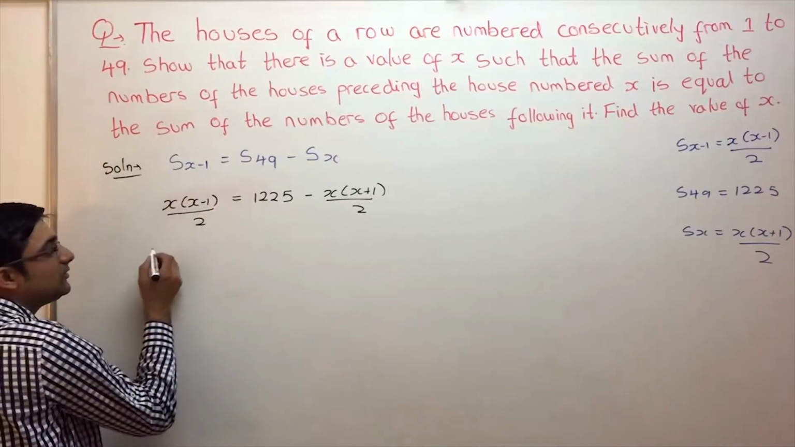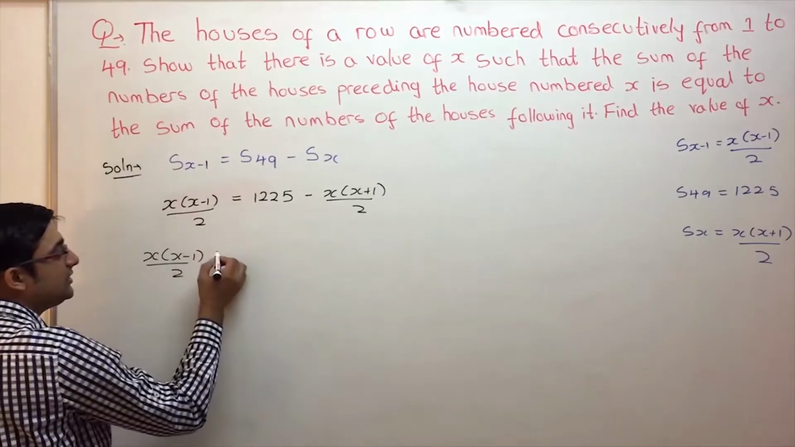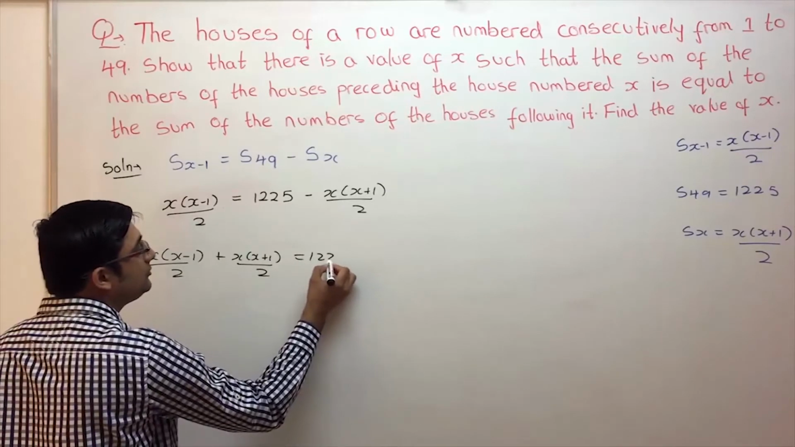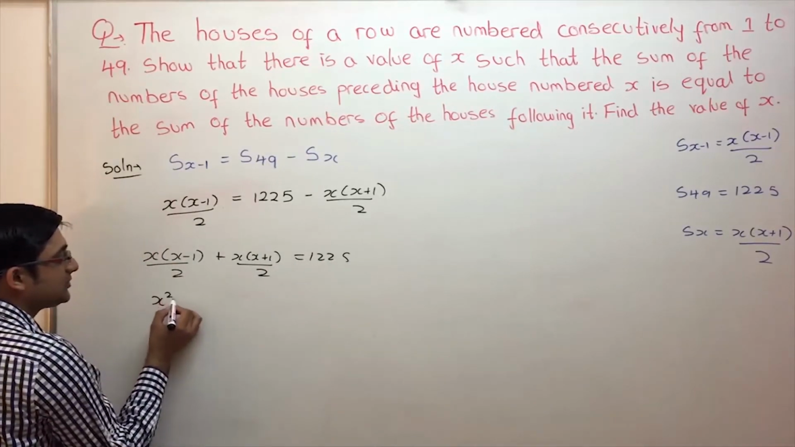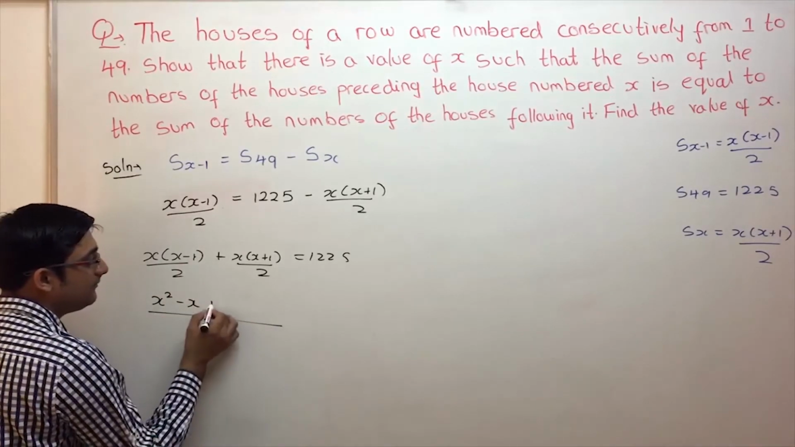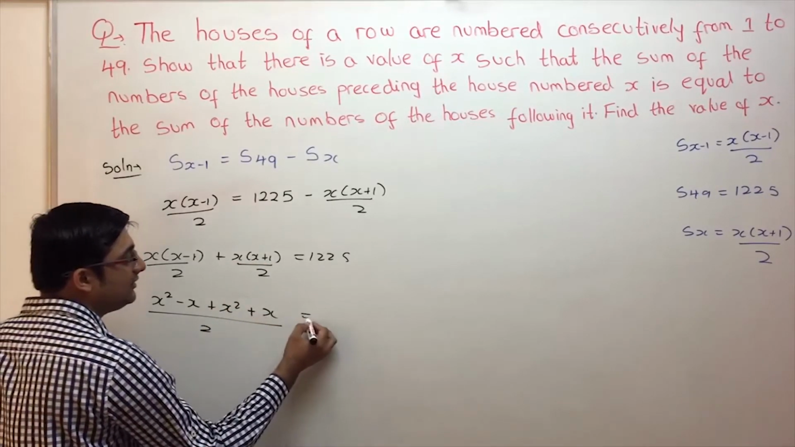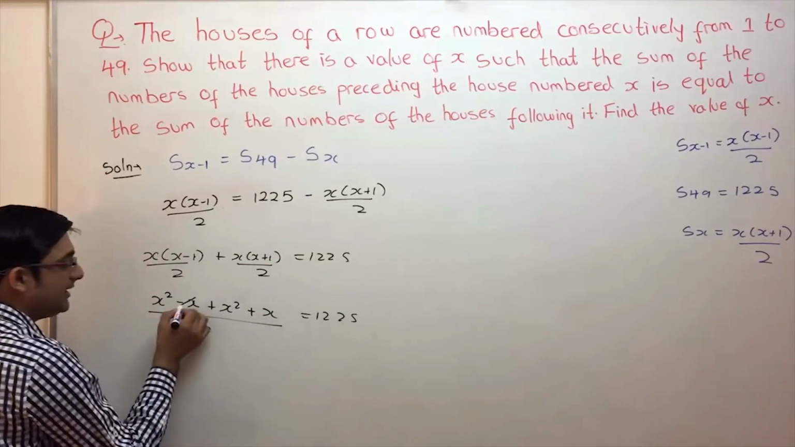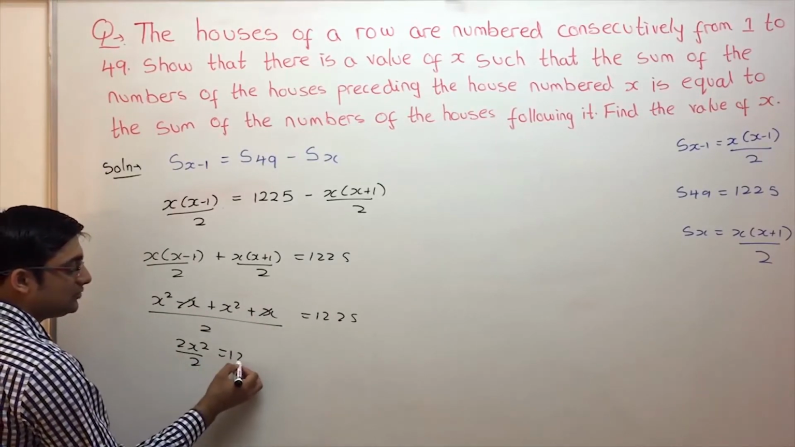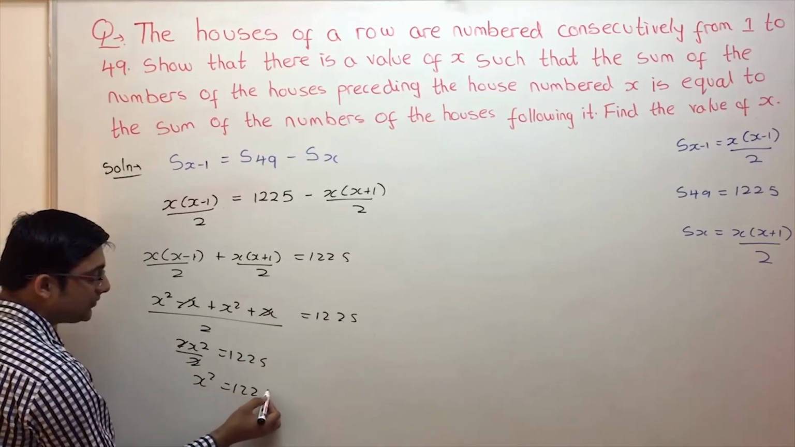So first get all the x's on one side. So x into x minus 1 by 2. Here it is minus, so let's just become plus, x into x plus 1 by 2 is 1225. Now let's open this. So x square, x into minus 1, minus x. Denominator is the same, so we can add: x square, x into 1, plus x is 1225. So minus x plus x cancel. So we get 2x square by 2 is equal to 1225. 2 and 2 cancel. So x square is 1225.